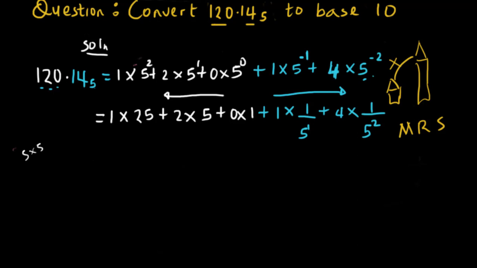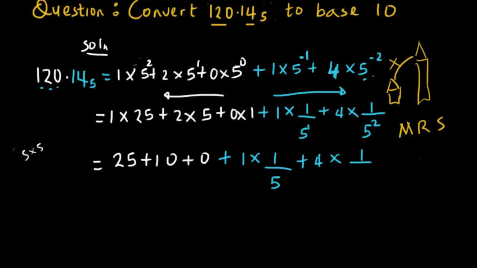I hope you understand. So we'll be having 1 times 25 is 25. Plus 2 times 5 is 10. Plus 0 times 1 is 0. And for the fractional part, we have plus 1 times 1 all over 5 raised to power 1 is 5. Plus 4 times 1 all over 5 raised to power 2 is 5 times 5, which will give us 25. Do you understand? So we'll be having 25 plus 10 is 35. Plus 0 is still 35. Then we have plus 1 times 1 all over 5 is 1 all over 5. Plus 4 times 1 all over 25.